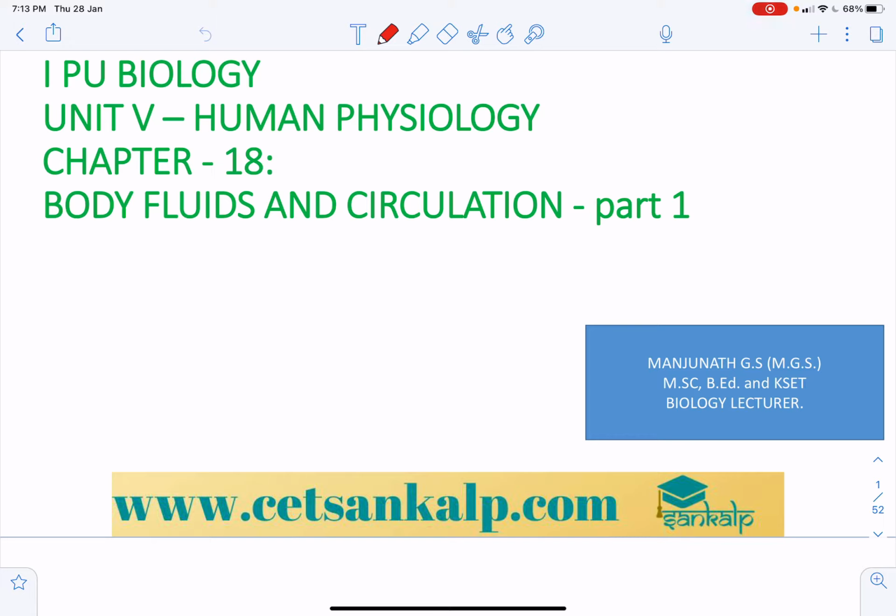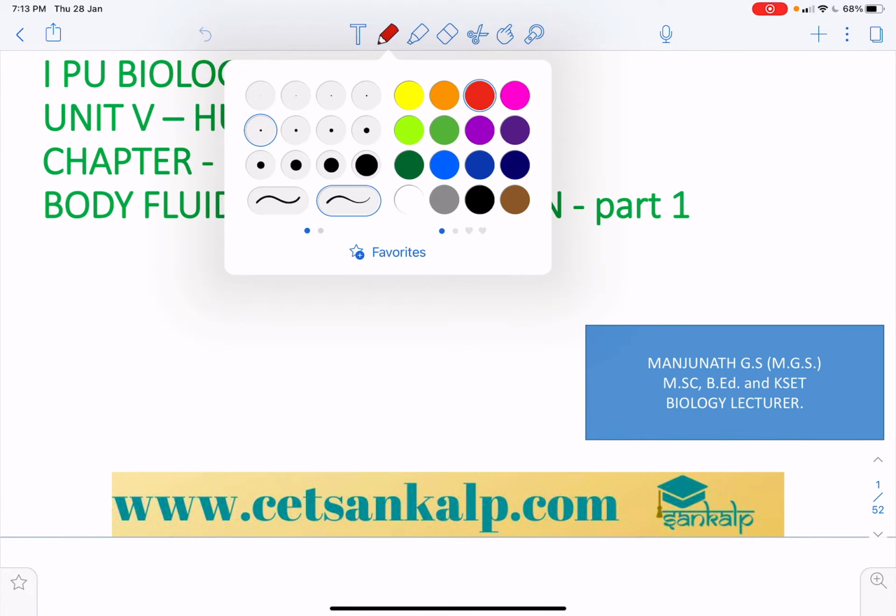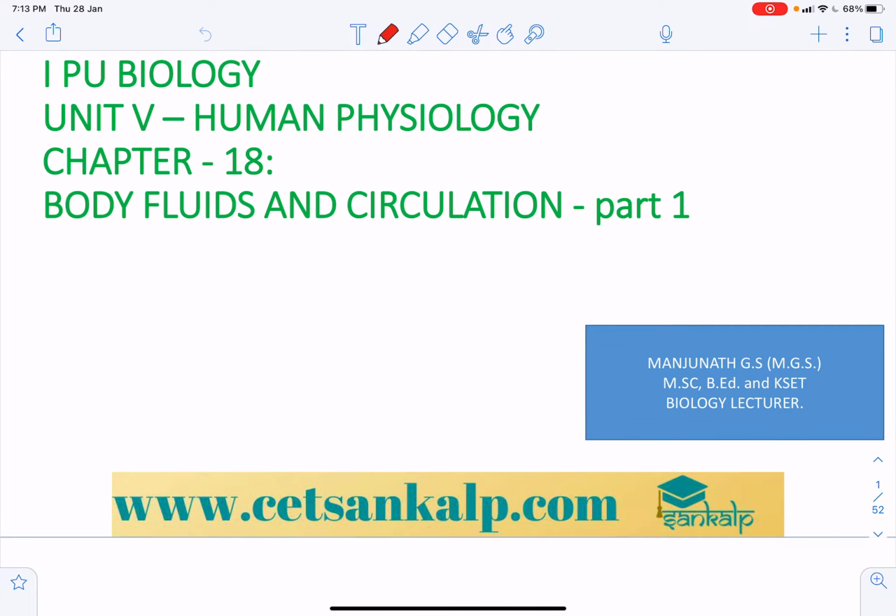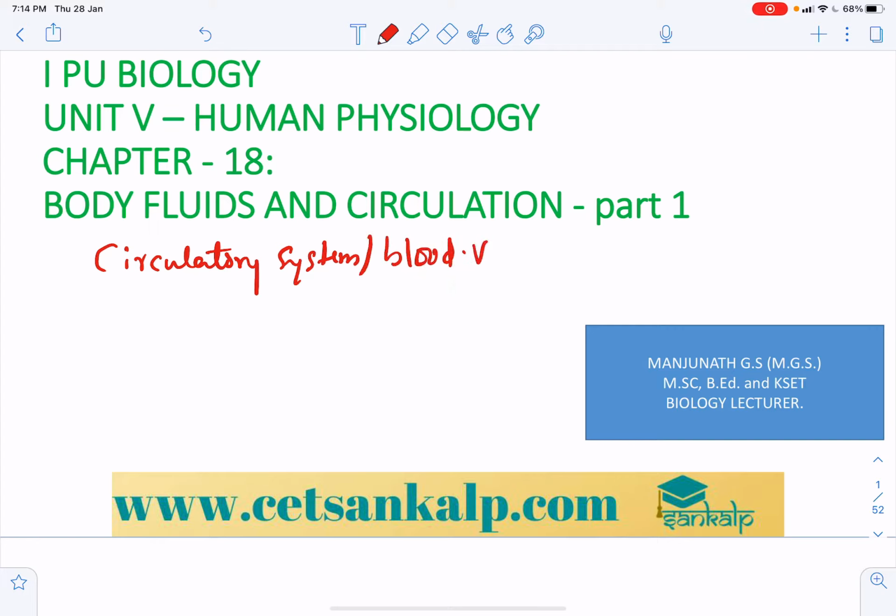Today, in this session, we're going to discuss the chapter body fluids and circulation. We know what exactly the circulatory system is. The circulatory system is also called the blood vascular system.